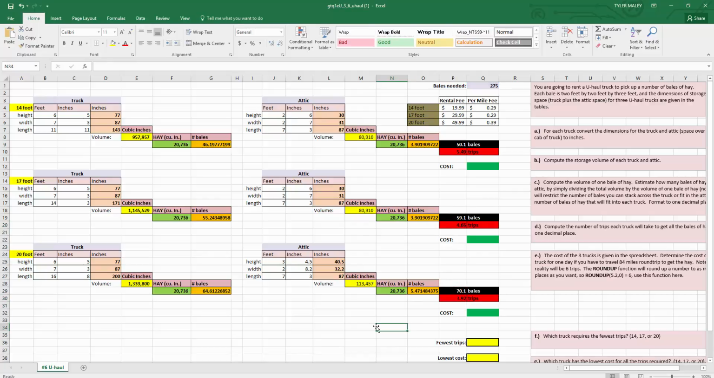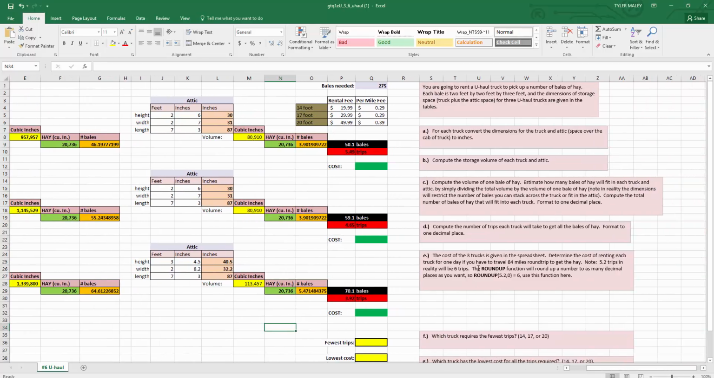All right, good. So now I have that situated. It makes sense that with the bigger truck I can take fewer trips, right? But one thing we have to keep in mind is the fees involved to see which one's the cheapest. So now we need to figure out the cost. This is part E.